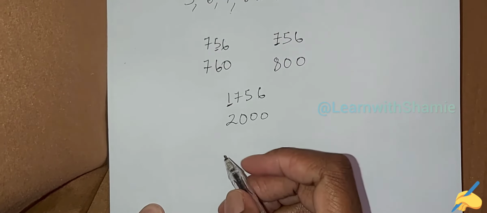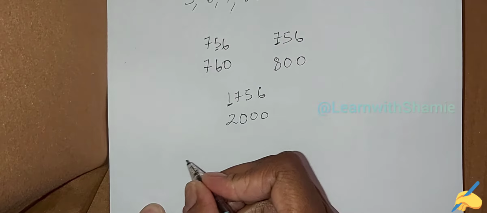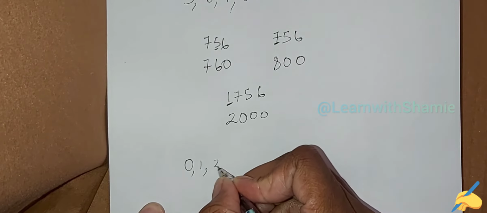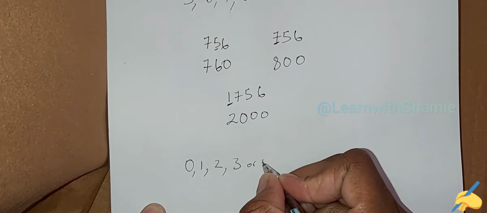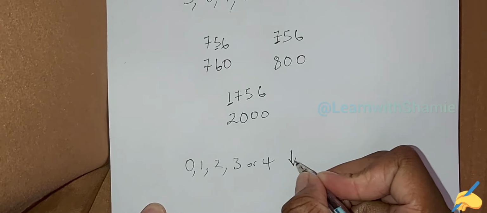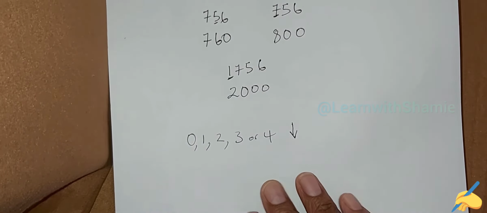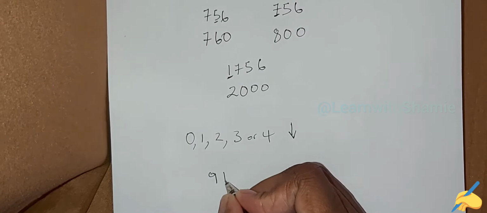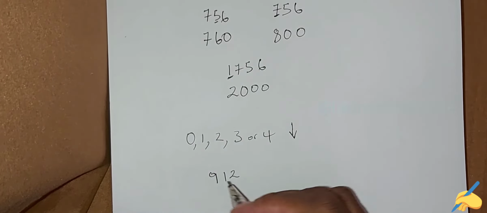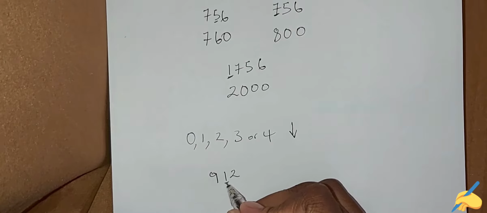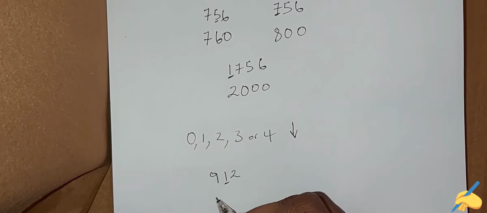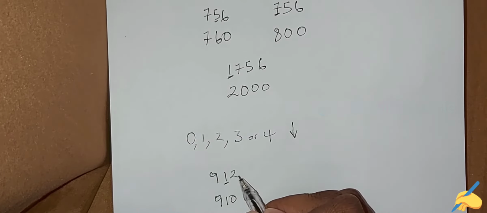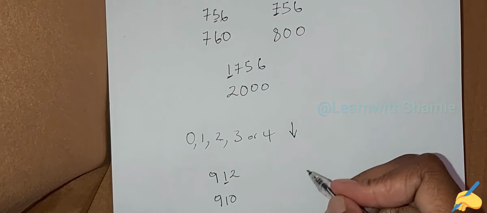On the other hand, if the number following the place you are rounding to is a 0, 1, 2, 3, or 4, you round the number down. So for example, you have 912. If you should round this number to the nearest 10, the new figure would be 910 because the 2 that's following the place you are rounding to is less than 5, so you're going to round down.